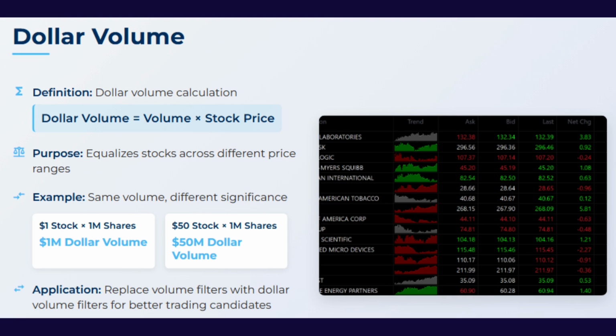For example, if you scanned for stocks under $50 with 1 million in volume, you'd get a wide range of results. A stock trading 1 million shares at $1 would only have $1 million in dollar volume, which isn't very significant. But a stock trading 1 million shares at $50 would have $50 million in dollar volume, which is far more significant. By replacing your volume filter with a dollar volume filter, say $10 million, you can find better trading candidates that truly match your liquidity requirements.